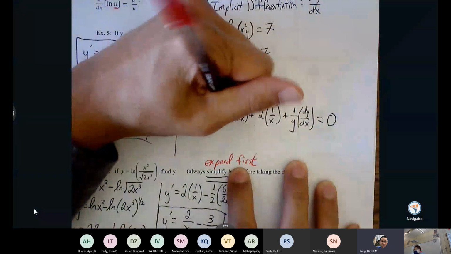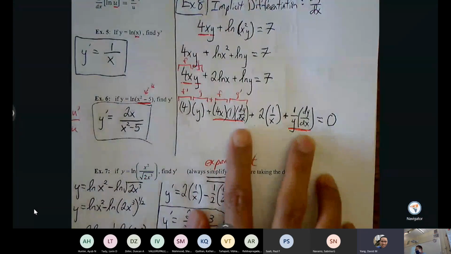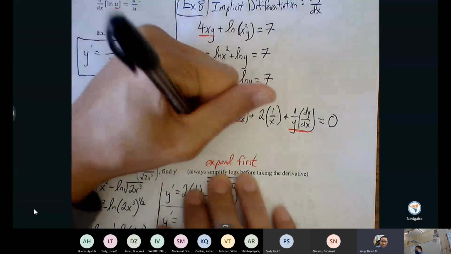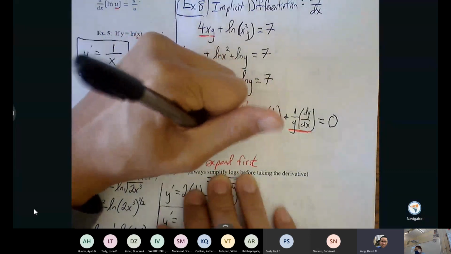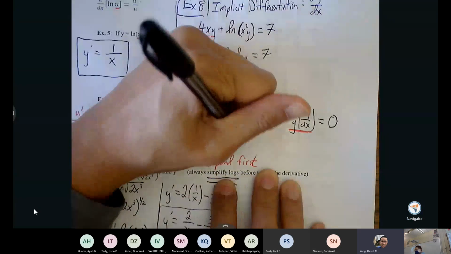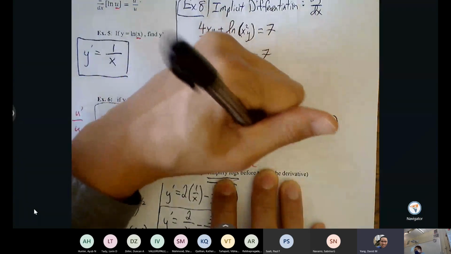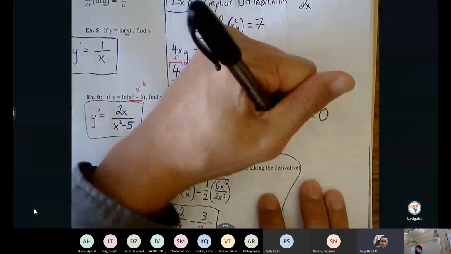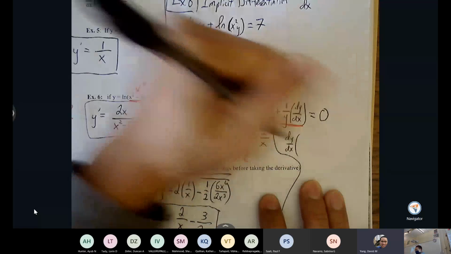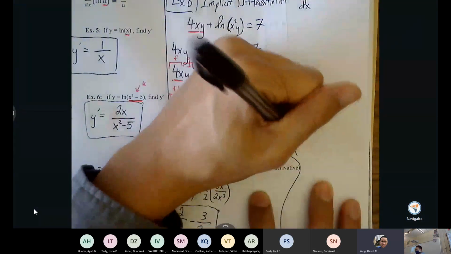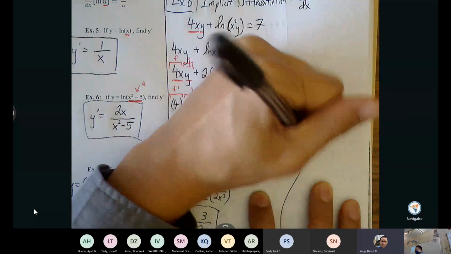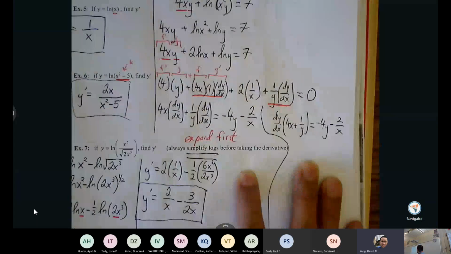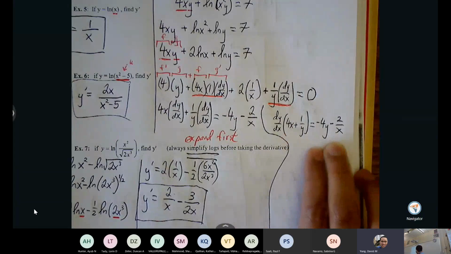Okay, so here's our cleanup. I'm going to isolate these terms on the left. I'll factor out the dy/dx. Distribute or divide the parentheses over.